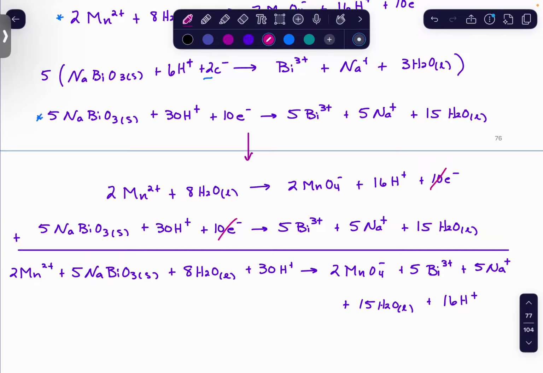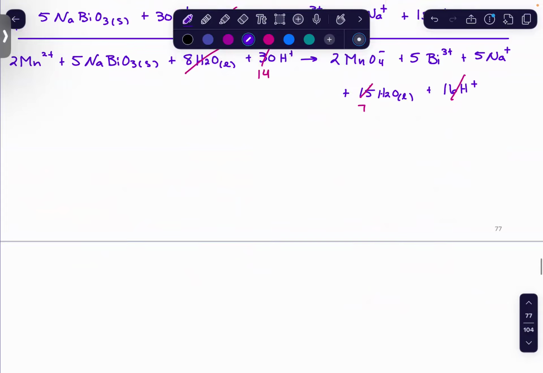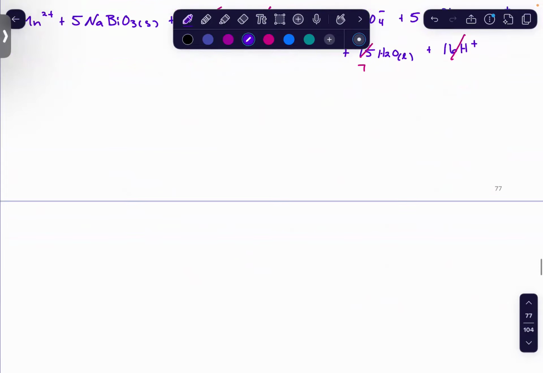So first, I have 8 waters, which are going to cancel, because then these 15 waters on the right, that's going to become 15 minus 8, so 7 waters. Then I have 16 protons that'll completely cancel from the right, and this 30 will become 14 protons. And that's everything that I can cancel. So then we get to the final answer.